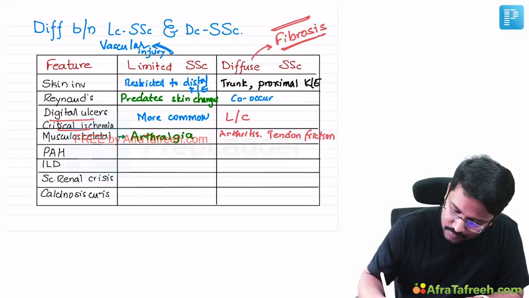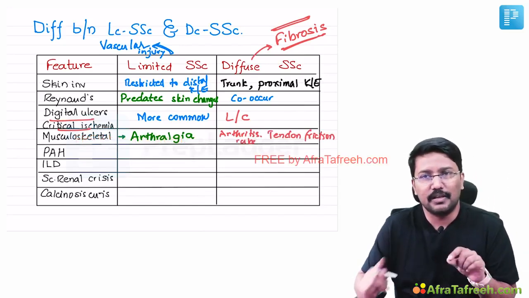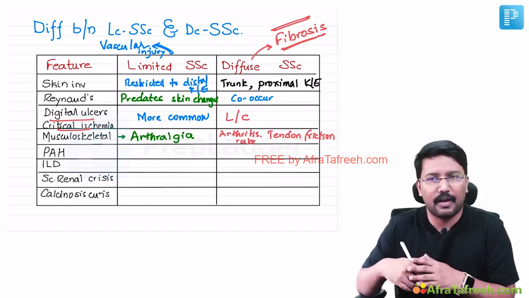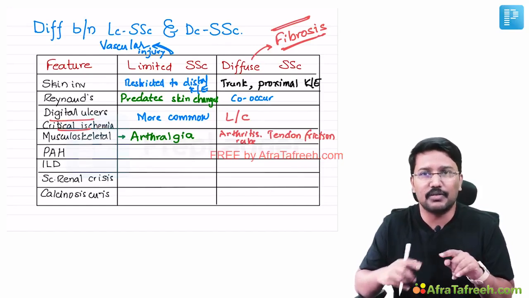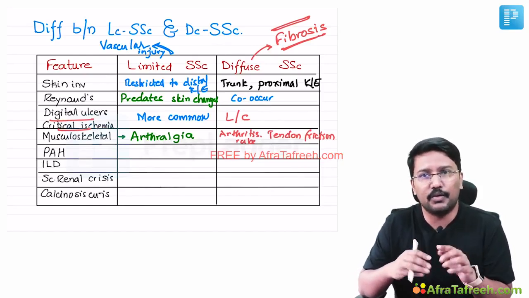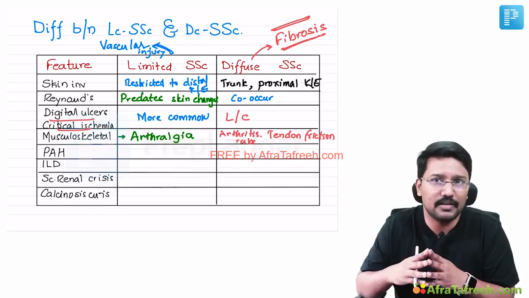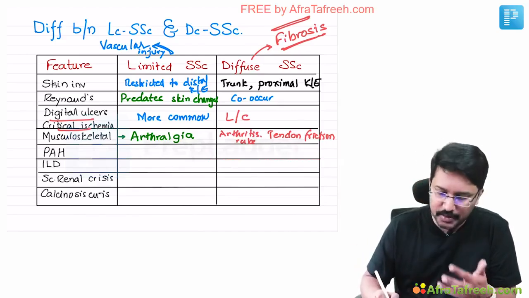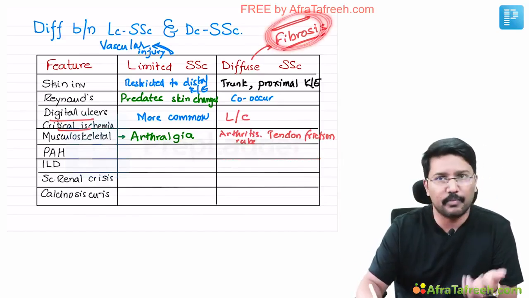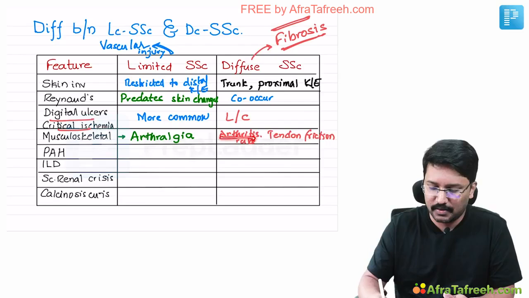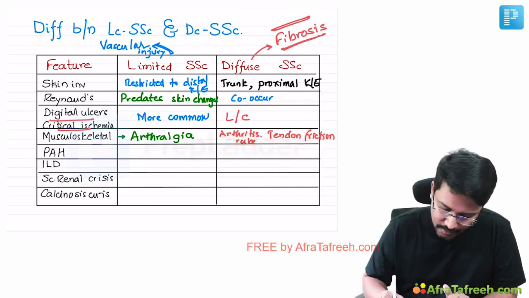Tendon friction rubs. These tendon friction rubs are particularly important because they correlate with the disease activity and they are an outcome of the fibrotic process. So tendon friction rubs are heard because the tendon sheaths are getting adhered to the other fascial structures or the other joint structures, and that is why we are hearing these rubs. So obviously all these are occurring because there is a fibrotic process, right? Because there is a fibrotic process, we see them. So thus they are associated with diffuse cutaneous variant.